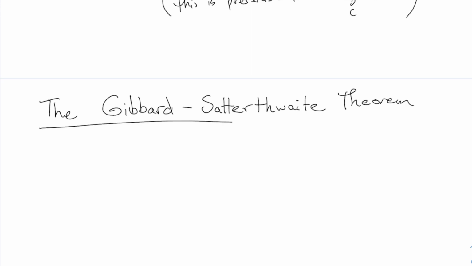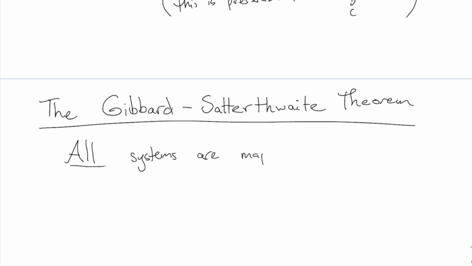It says all systems are manipulable, except, anybody want to guess what the exception is? Yeah, somebody said it. Dictatorship. Dictatorship is not manipulable because it doesn't matter how anybody votes anyway, other than the dictator. So there isn't a way to strategically vote to game the system to somehow beat the dictator. You can't beat the dictator. But any other system is manipulable.